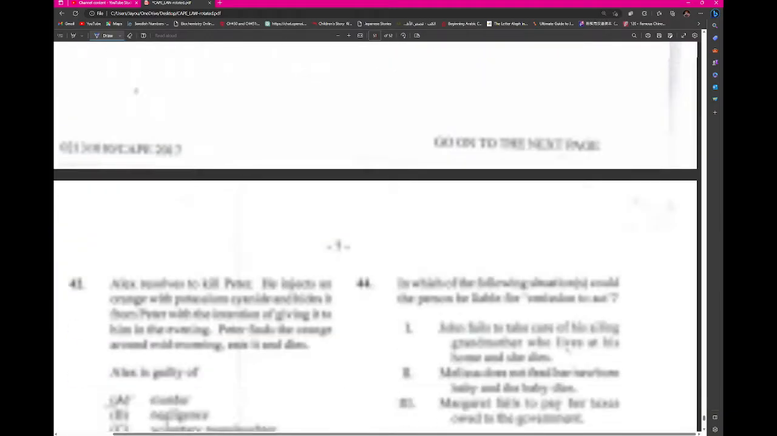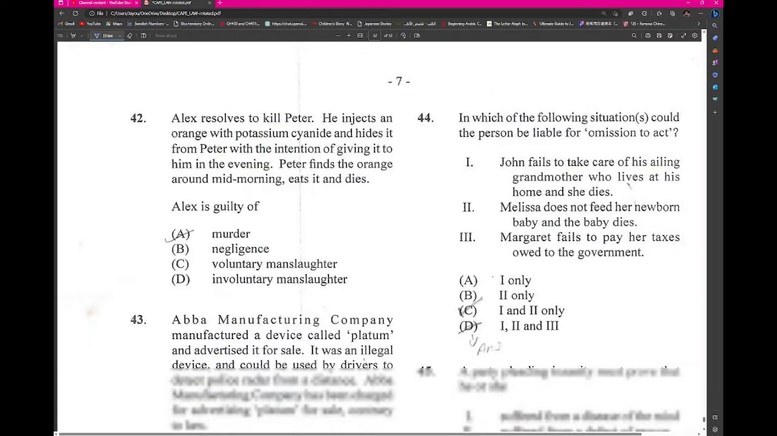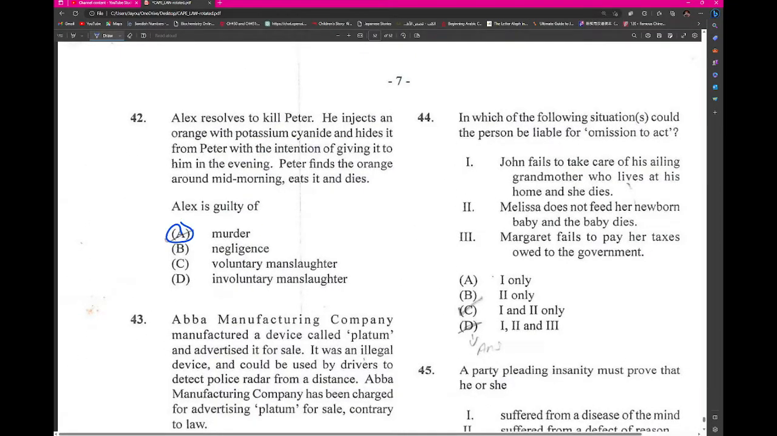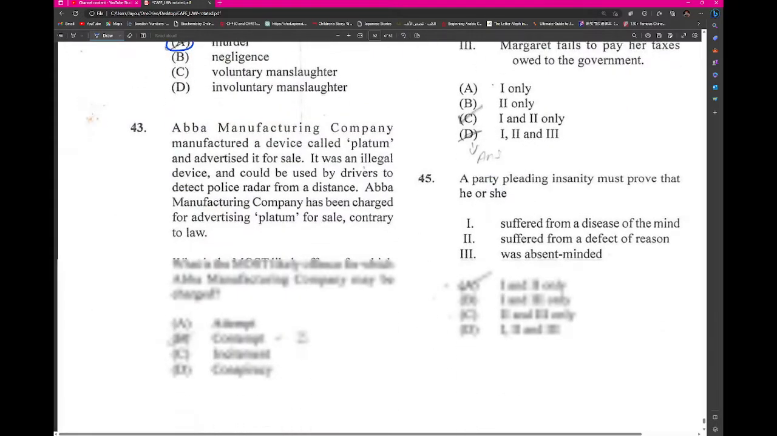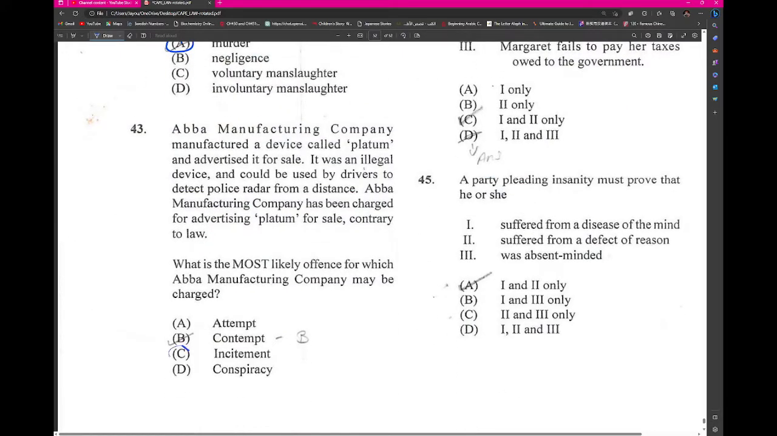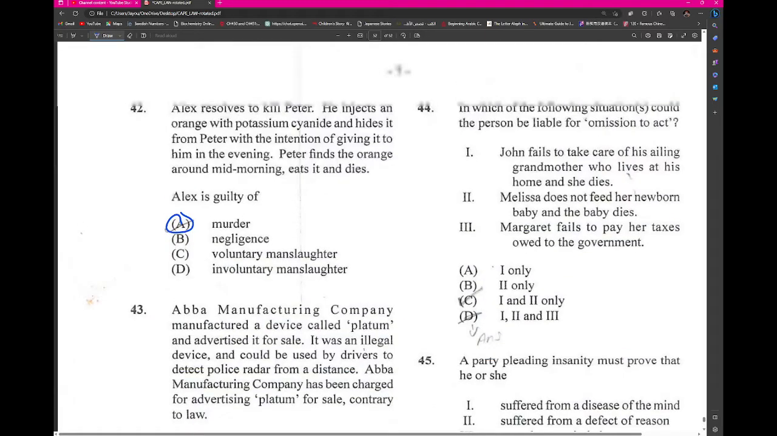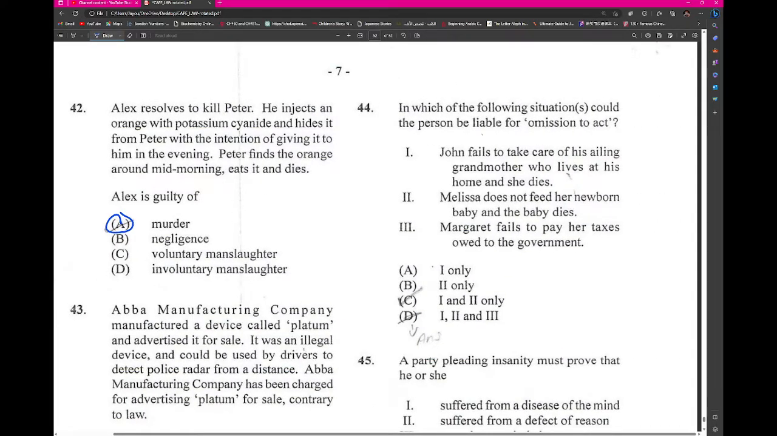wounding with intent. Alex resolves to kill Peter. I think it's R v White. You can use that case. This would be incitement. R versus Alpha Cell Limited. Which of the following situations could the person be liable for omission to act? He fails that. Okay, so it would be all of them.